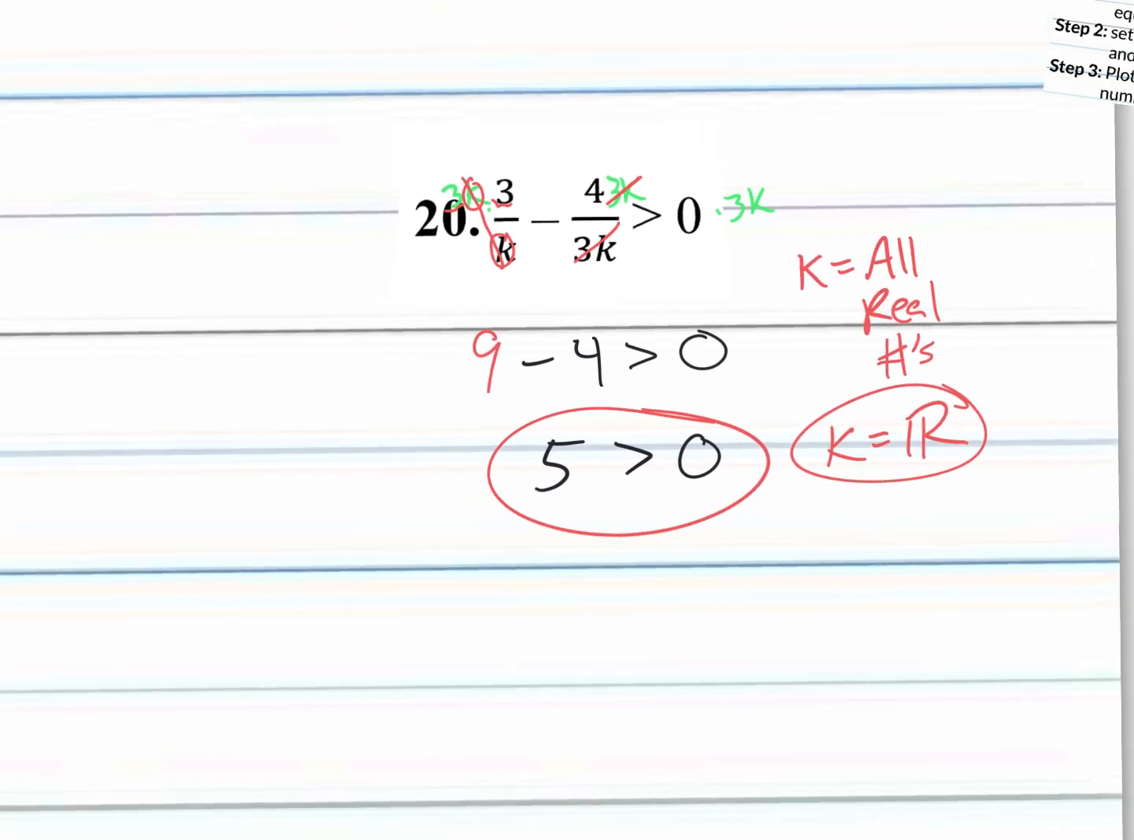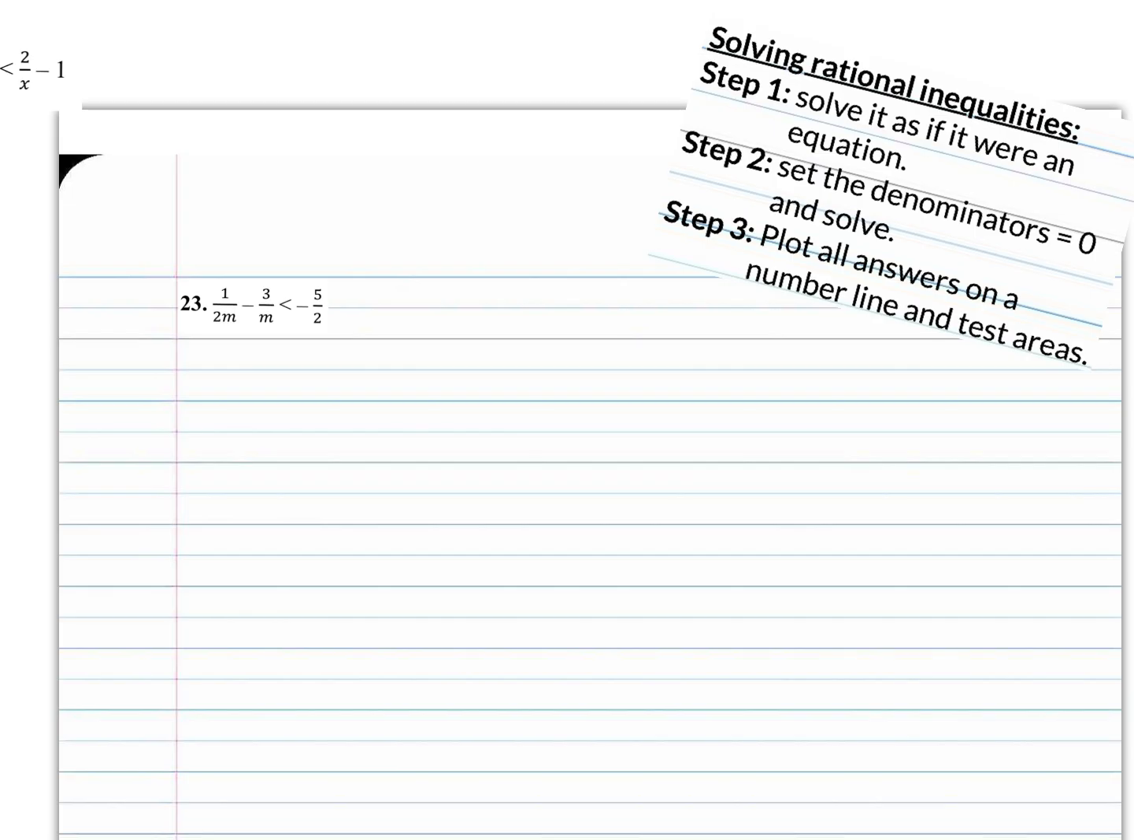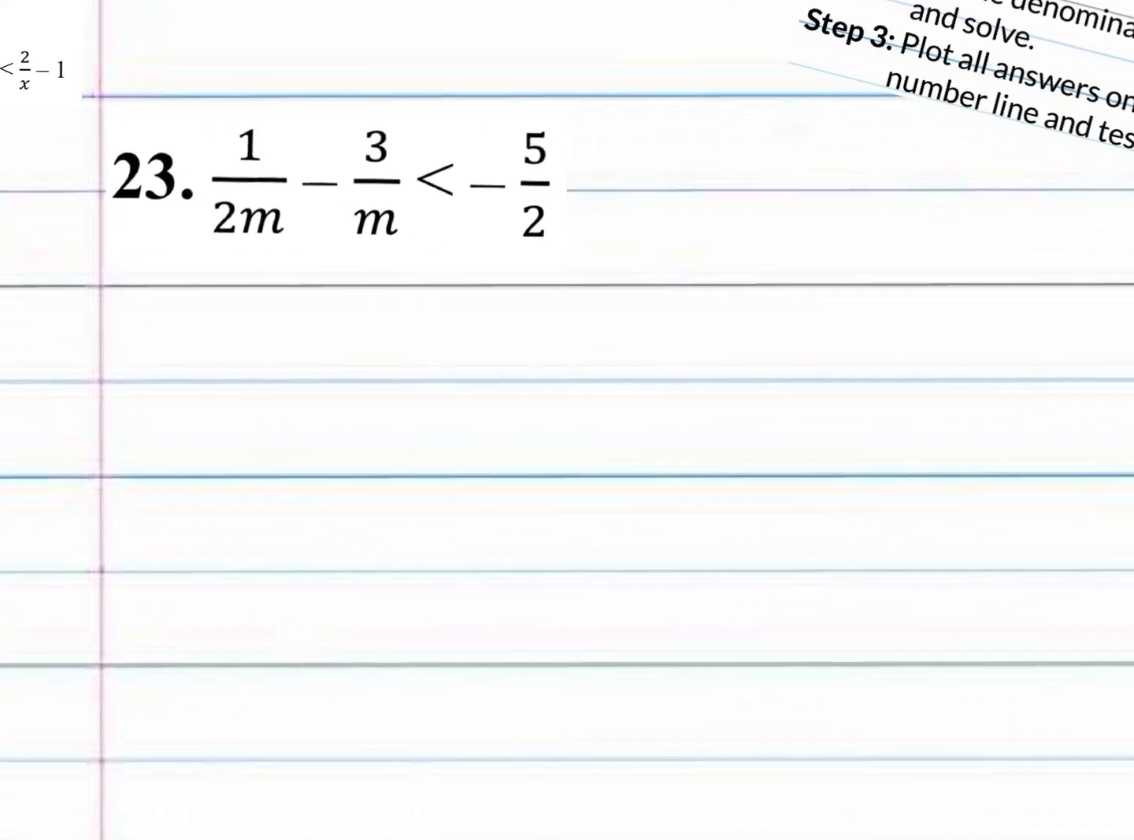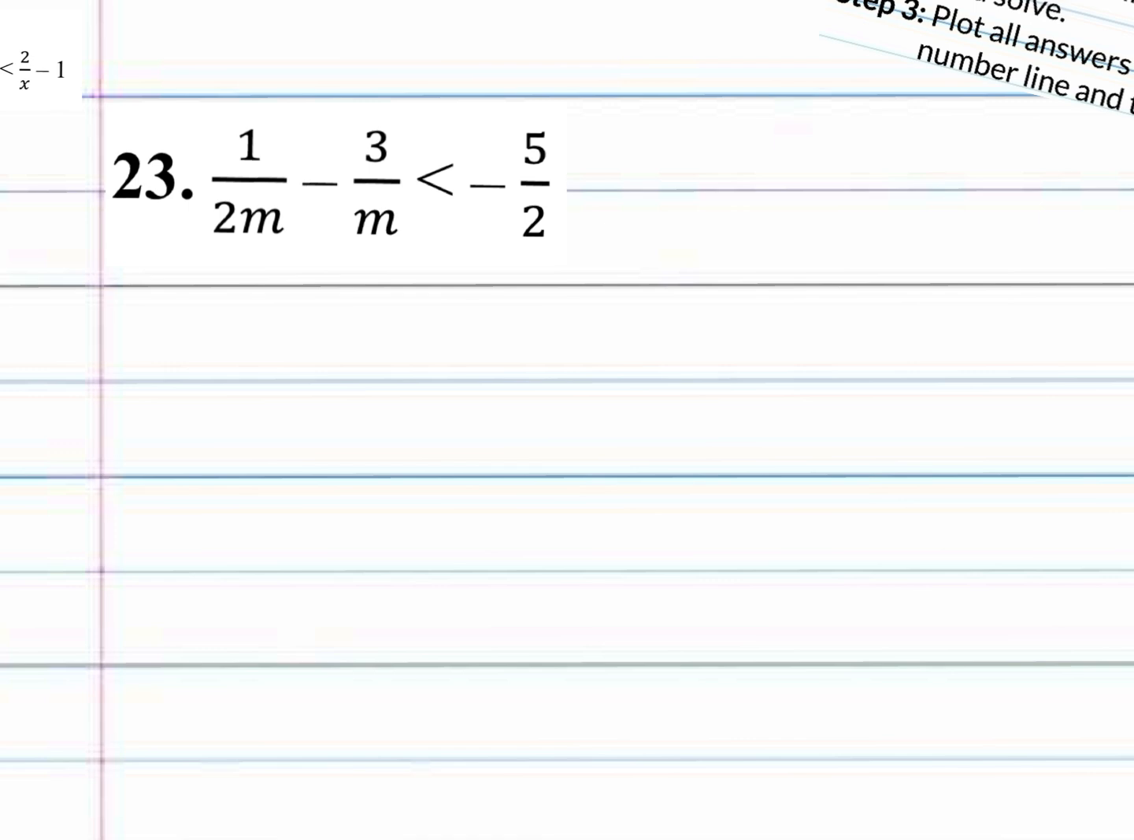That one's pretty easy. Do you guys want another? Yes, please. Okay, let's do one more and that's it. Take a look at number 23. And you can do the rest. Step 1, let's solve this thing. Multiply everything by what?